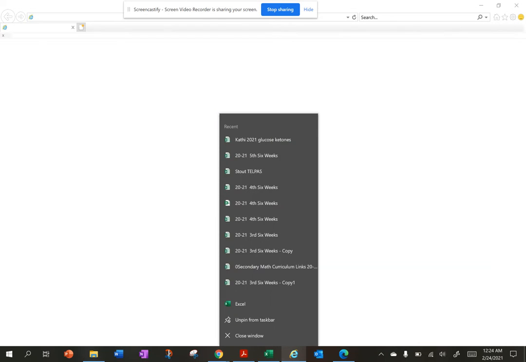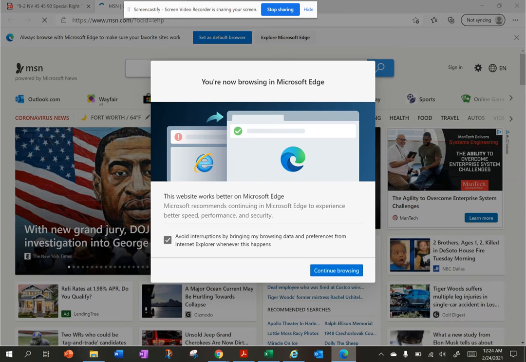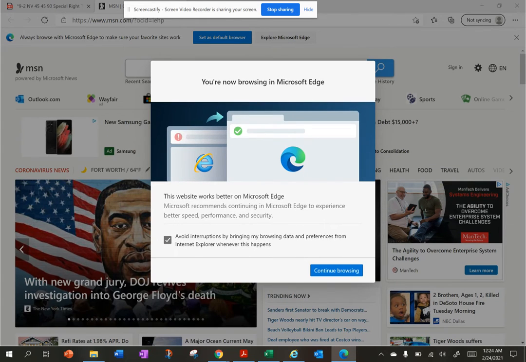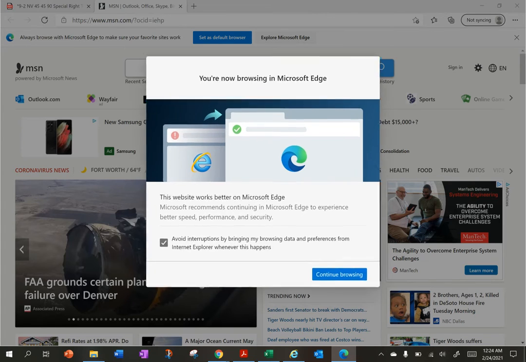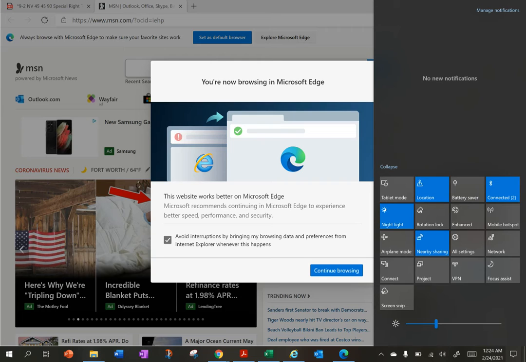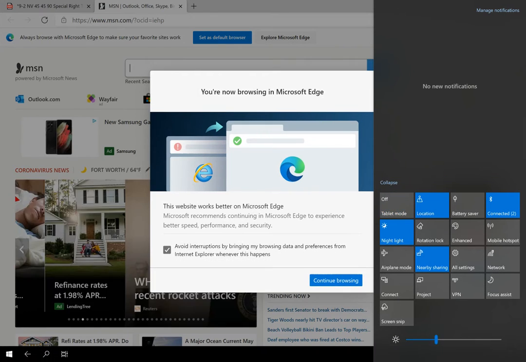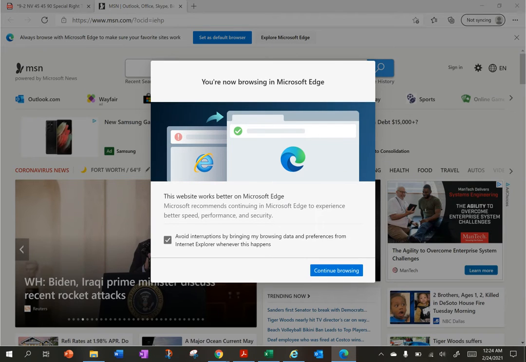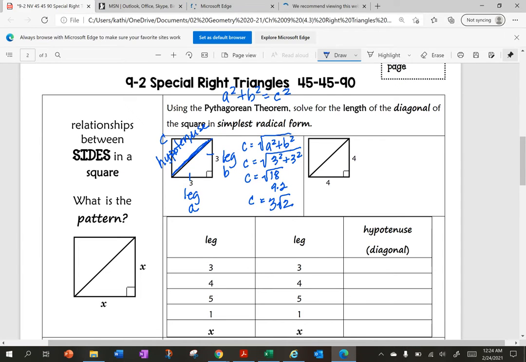Oops. What happened here? Who knows? Hang on. Here we are. No, I don't want to browse. How do I turn that off? Okay. All right. Let's see. It's going crazy here. There we go.